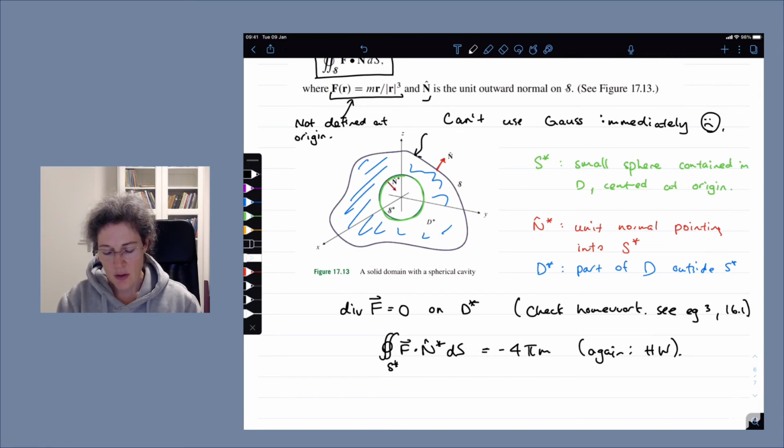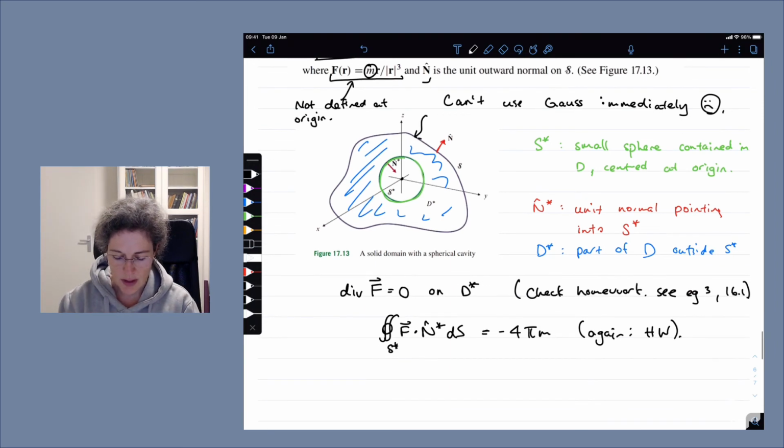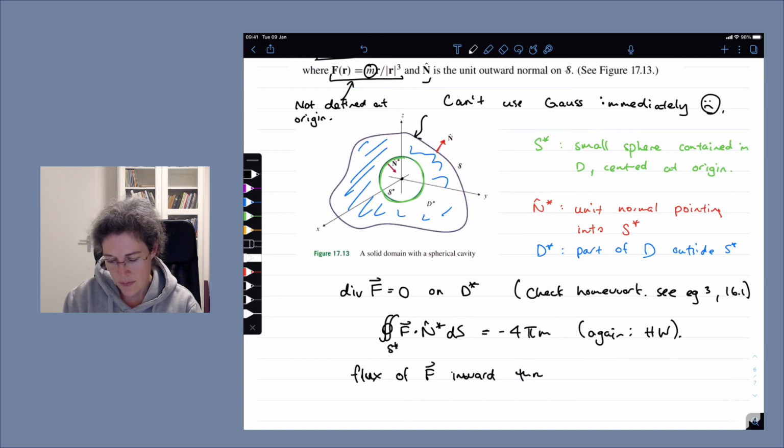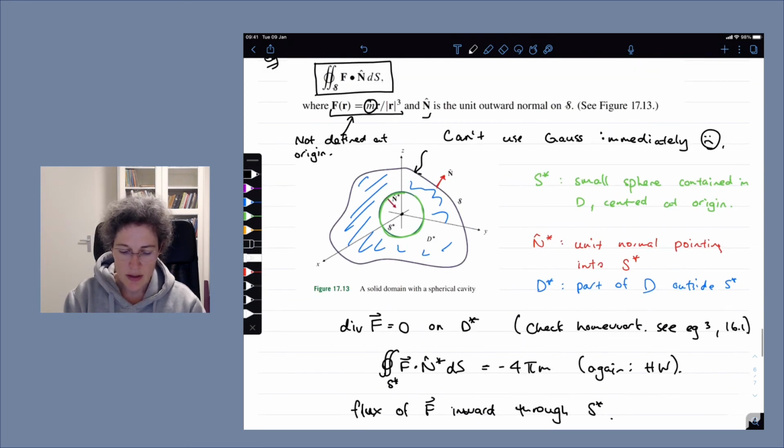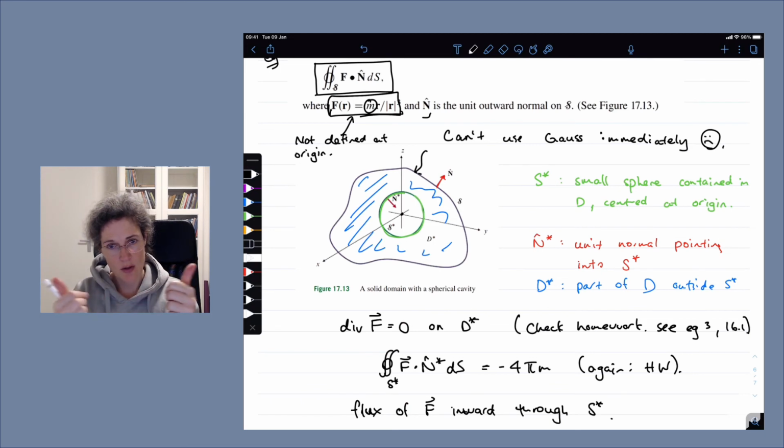If you want to think about it, you're thinking about having a point source here. You've got a little sphere around it. Your point source is emitting, if you like, m units at a given time, and so our flux is measured over the surface. So you can check that for homework. Okay, so this, let's just make a note here, is the flux of F inward. And it is negative, which is kind of correct, because when we look at a field like this, it has flux that's pointing outwards, so if we measure the flux going inwards, we would expect that it would be negative, because actually it's going outwards.